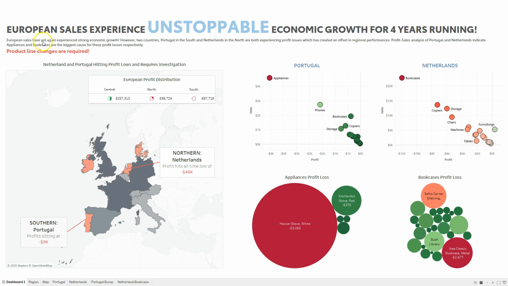So here it goes. European sales have yet again experienced strong economic growth. However, two countries, Portugal in the south and Netherlands in the north, are both experiencing profit issues, which has created an offset in regional performances. A profit and sales analysis of Portugal and Netherlands indicates that appliances and bookcases, respectively, are the biggest cause of these profit losses. Product line changes are required. So that's the top story. Now, I'm not a newspaper article guy, so I'm sure a lot of people can put their spin on it or what they should write.